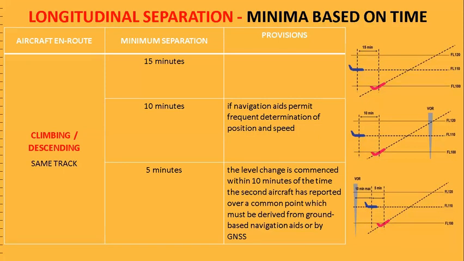Then the third condition is 5 minutes. It's a very interesting one. It states that the pink aircraft, the second aircraft, can commence a level change provided the pink aircraft and blue aircraft are 5 minutes apart, the blue aircraft has reported over a VOR, and the level change is commenced within 10 minutes of the time the blue aircraft reported over the VOR. So suppose there is a VOR en route and an aircraft is overflying it, and a departure has taken off below that aircraft. In this case, we can utilize this sort of separation.